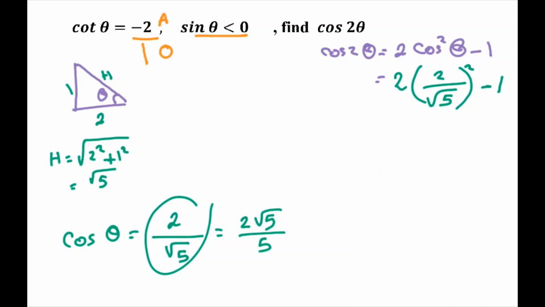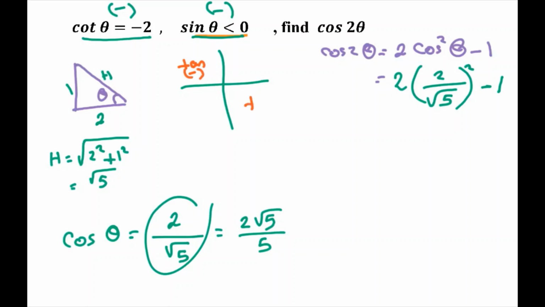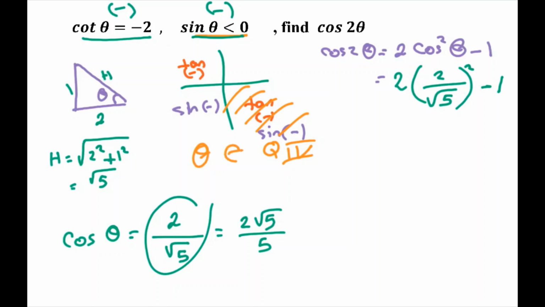I need to decide whether cosine is positive or negative. Based on the information I have here, tangent is negative, sine is negative. If you look at the CAST diagram, tangent is negative here and here. Sine is negative here and here. So both of them are sharing quadrant 4. So theta belongs to quadrant 4, and cosine is positive there.